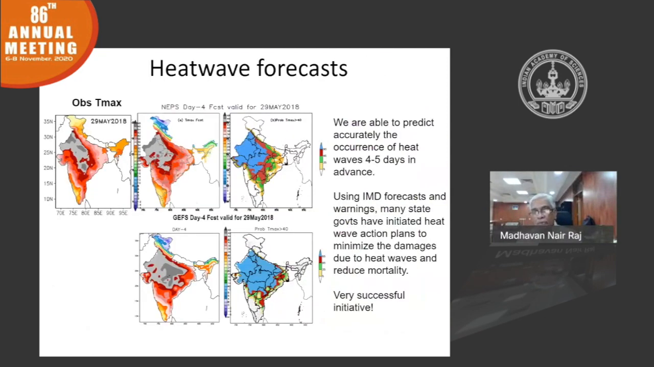And this is a heat wave forecast. Instead of saying that temperature will be 42 or 43, we can tell what is the probability of temperature exceeding 40 degrees, and where we can expect this kind of high temperature exceeding 40 degrees.